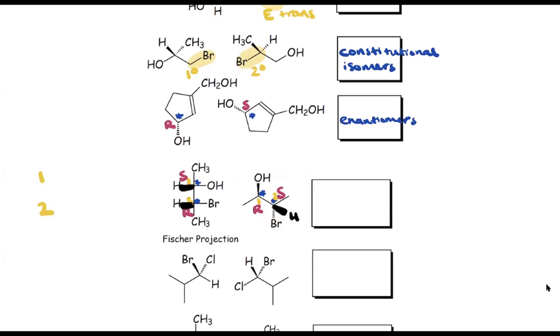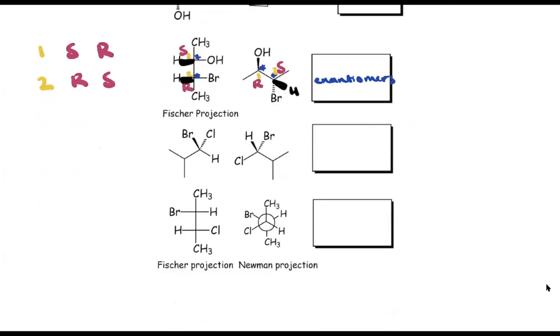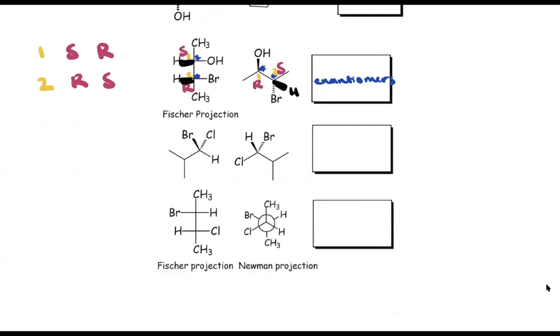Carbon 1 is going to be S in one of them, and then R in the other, and then carbon 2 is going to be R and then S. Okay, so they are exact mirror images of each other. So that means that they're also going to be enantiomers. And we have two more, but these two, in my opinion, are the trickiest ones on this problem set.